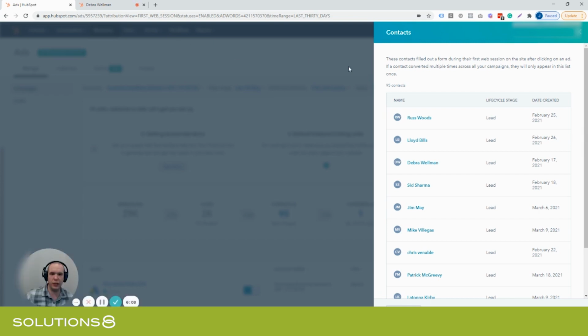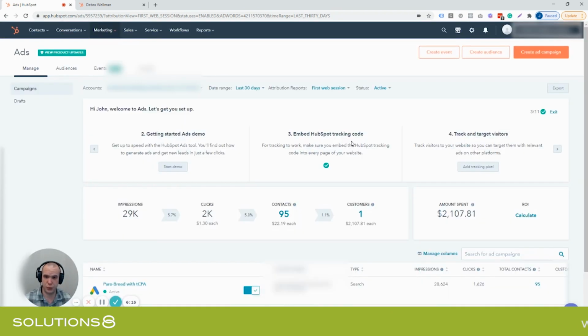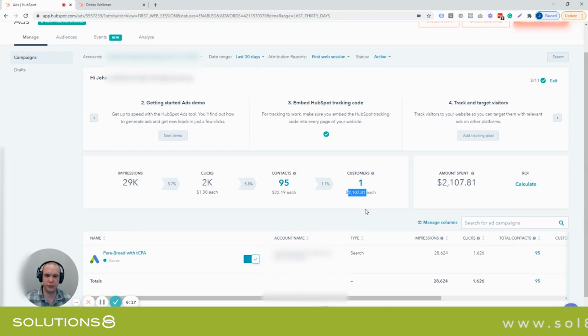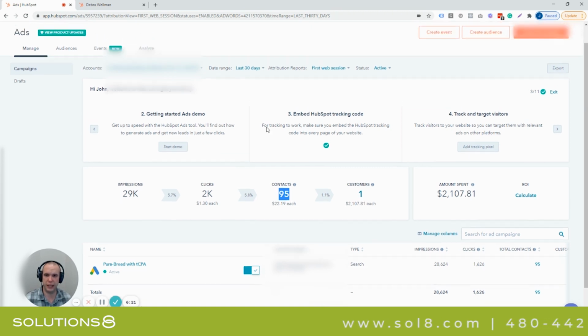And so what else can we look at? We can look at all their lead quality, and we can look at the sales process, but then we also can look at closed opportunities. So here's what I mean by that. We spent $2,100. We generated 95 leads at $20 cost per lead. Then they closed one in the last 30 days.